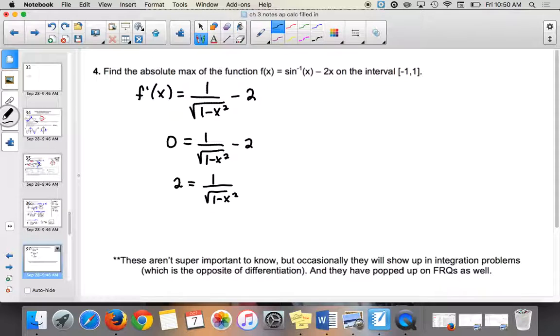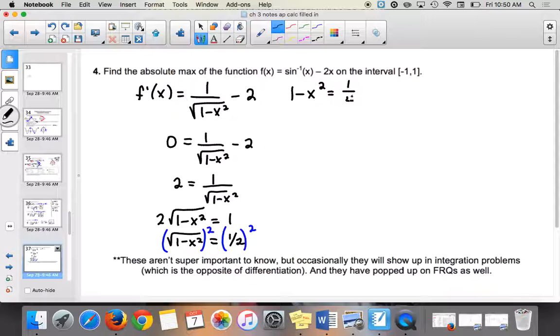And then you could do a couple different things. You could square right now, or you can multiply that square root over. You could divide by 2, or you can square now. It doesn't matter. In algebra 2, we typically isolated the radical, if you remember. So we square and square. So we get 1 minus x squared is equal to 1/4. That's the first thing.